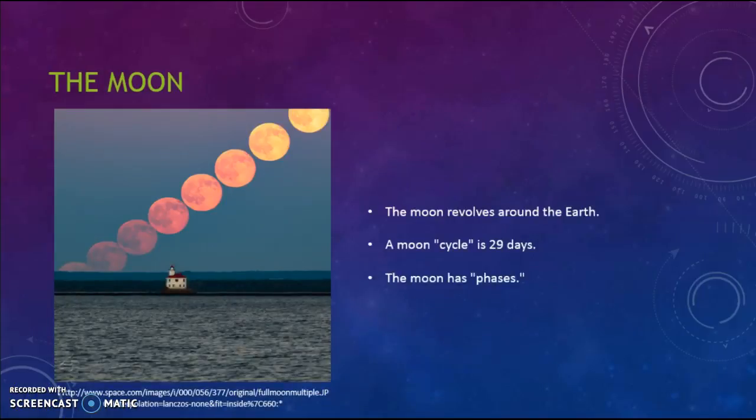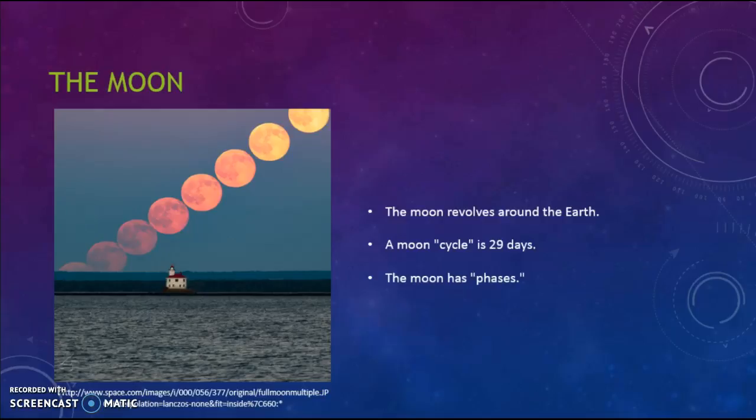So the moon revolves around the Earth. It takes the moon about 29 days to travel around the Earth. These 29 days are called the moon cycle. During this cycle, the same side of the moon always faces the Earth's surface. This means we have only ever seen one side of the moon.